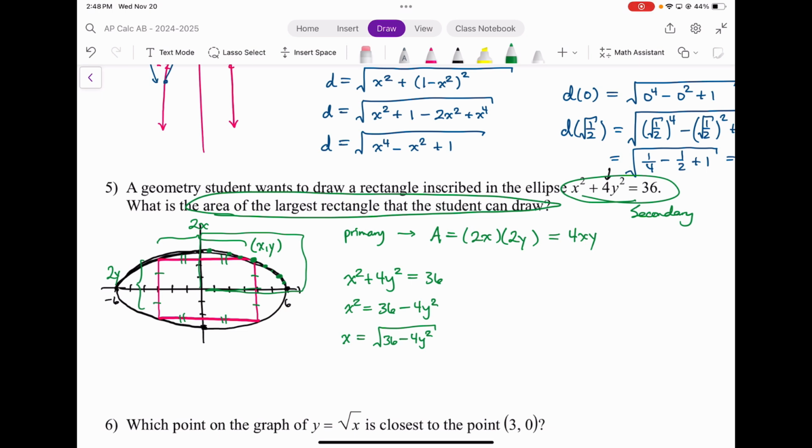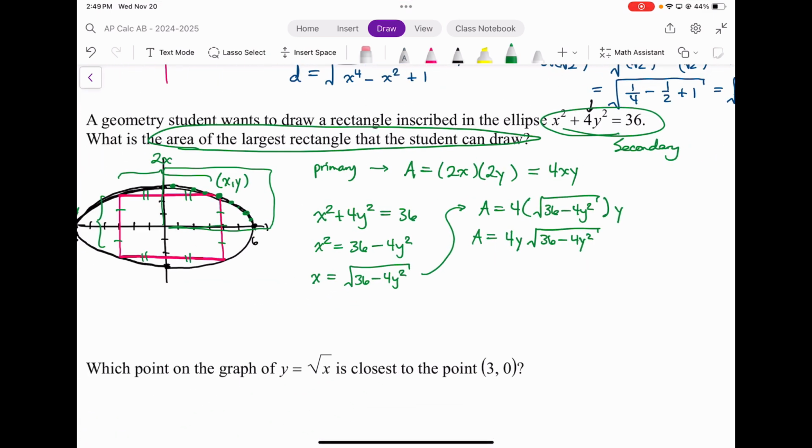Cool. So now, plug this in. Area equals 4 times the square root of 36 minus 4y squared times y. I don't know why I'm drawing my y's so differently. Let's maybe write this a little bit better. So 4y square root of 36 minus 4y squared. I just moved it over to the front. Okay, now we only have one variable. Let's take a derivative of area with respect to y.